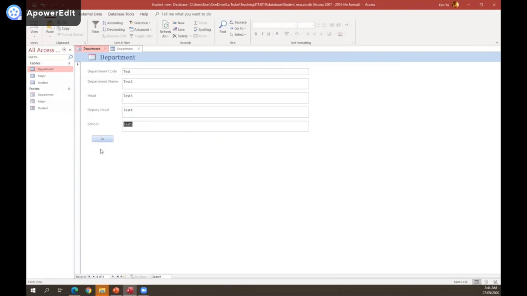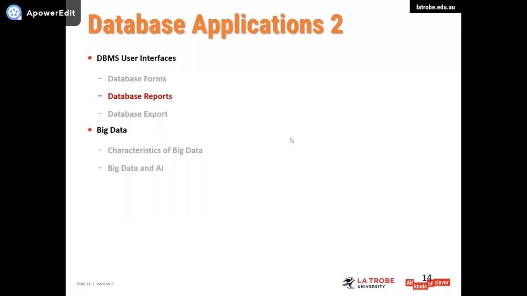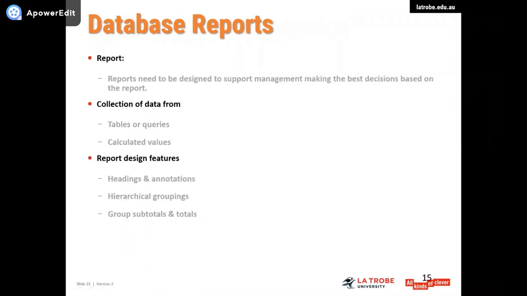Then let's see how to create a database report. So what is a report? At some point, you probably need to present some of your data to another person. And Microsoft Access can help you to create a very professional looking report to do this. So reports need to be designed to support management in making the best decisions based on the reports. And the source of the reports, which is the data, can be collected from the table directly or from the queries as well.